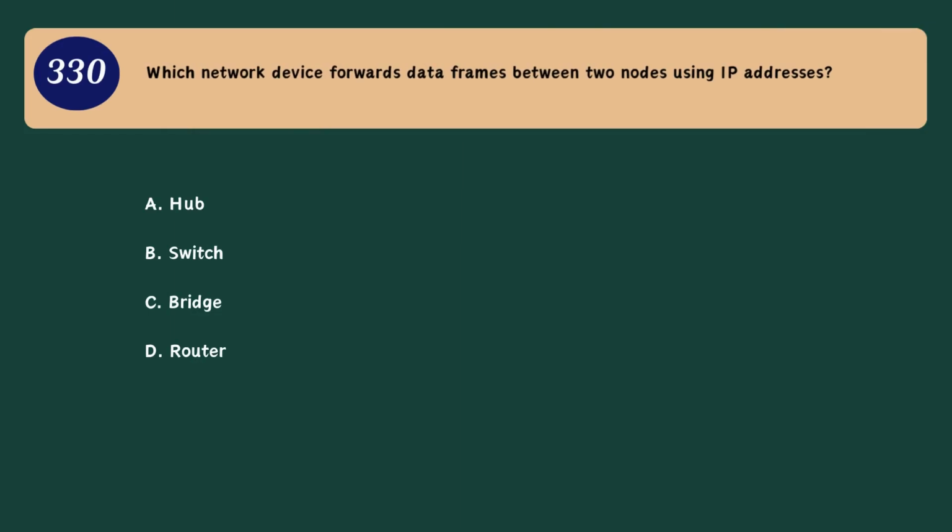Question 330. Which network device forwards data frames between two nodes using IP addresses? A. Hub. B. Switch. C. Bridge. D. Router.